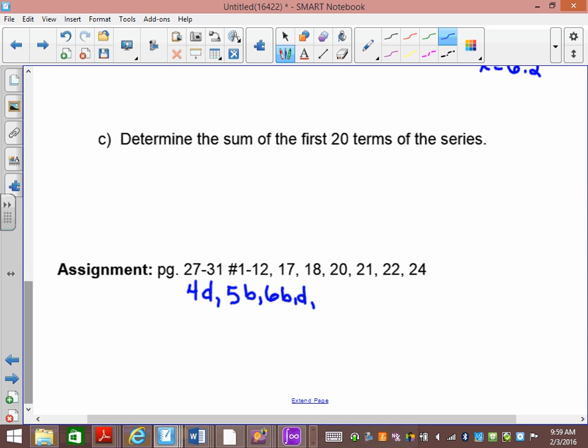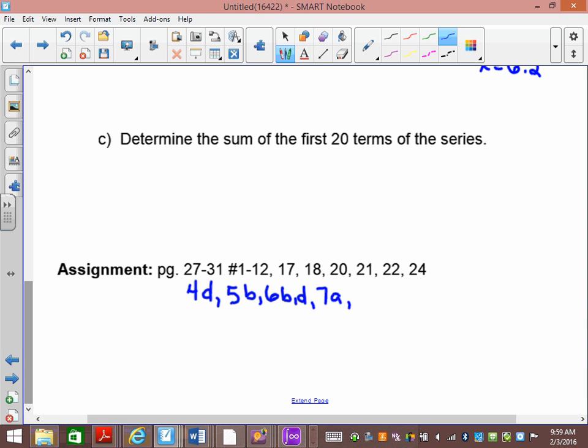What does multiples of 4 mean? What do I start at? 4. Multiples of 4 means I start at 4 and it goes up by 4. So your d value would technically be 4. So you start at 4, and the next multiple of 4 would be 8. The next multiple of 4 would be 12. So if it says multiples of something, you have to do that. Okay?